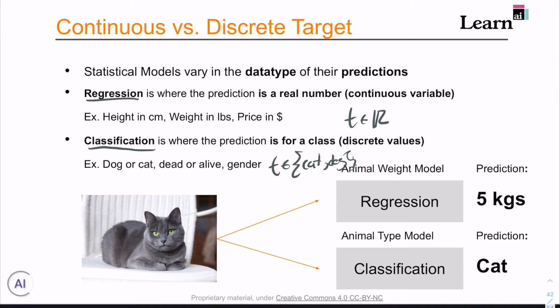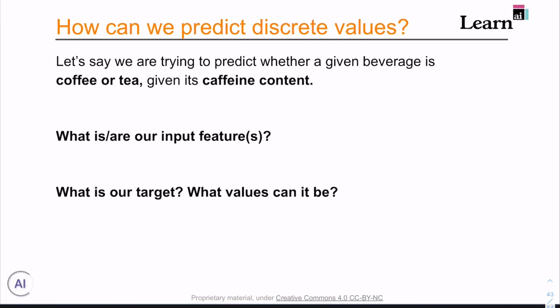You can sort of see here this animal regression. A regression problem would be predicting its weight, and a classification would be predicting type. So cat versus 5 kilograms. So how can we predict these discrete values? The example we're going to be using for this section is going to be trying to predict whether a drink is coffee or tea just based on its caffeine content.